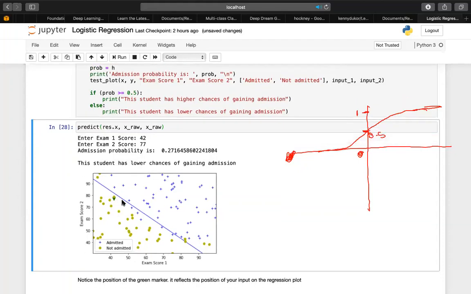So this is where the person is, this is his position in the classifier, right? Now notice something. Let's assume we didn't use a linear classifier. I'm guessing here, we are going to have something like, let me use my pen, something like this. Now if we have something like this, would you really say it's a 27% chance of getting the admission?